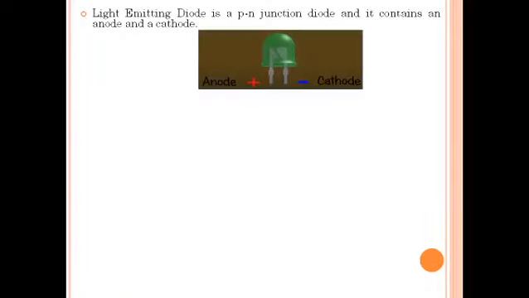A light emitting diode is a PN junction diode, and it contains an anode and a cathode here. So for proper functioning of the LED, the anode should be connected to the positive terminal of the supply voltage, and the cathode should be connected to the negative terminal of the supply voltage here.